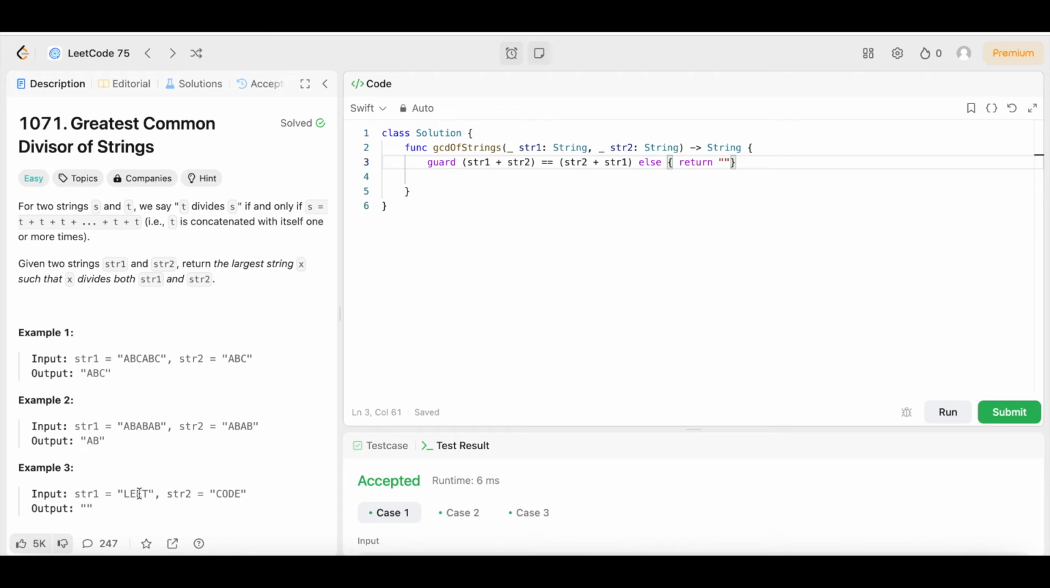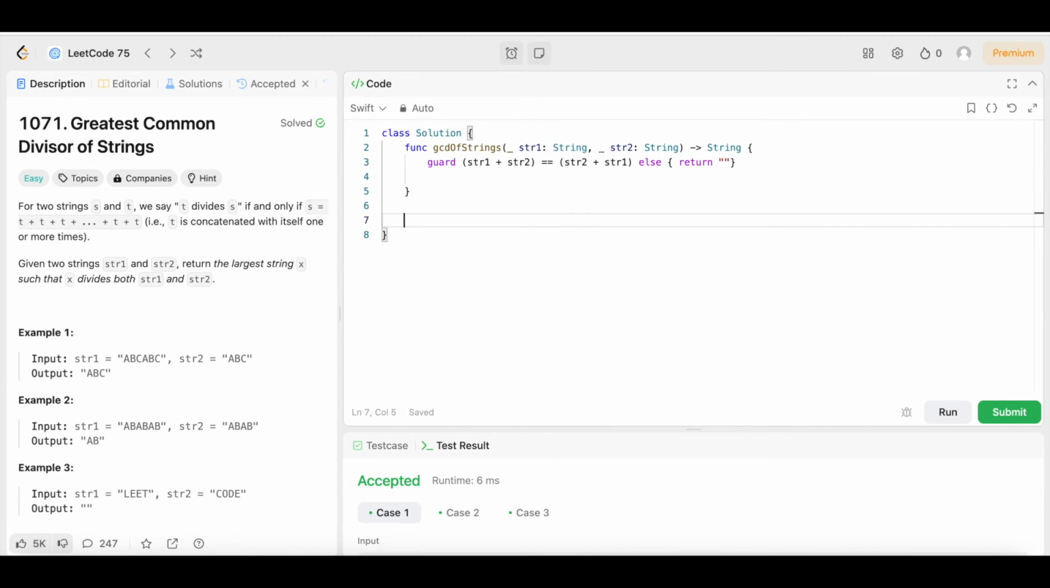Now, if you look at example 3, it says str1 is leet, str2 is code. If you do str1 plus str2, you have leetcode. But if you do str2 plus str1, you'll have codeleet, which is not the same. They're two different strings, two different orders. So we return a blank string because they cannot be divided. Now, I hope that made sense to you guys.